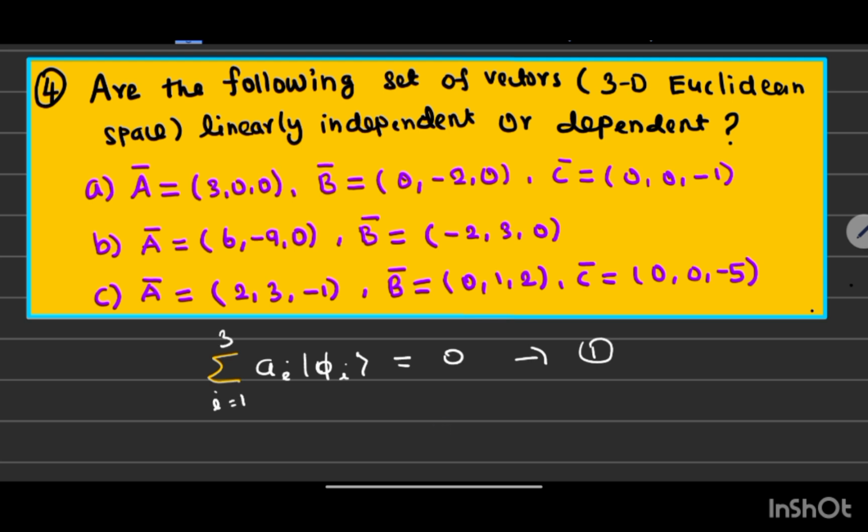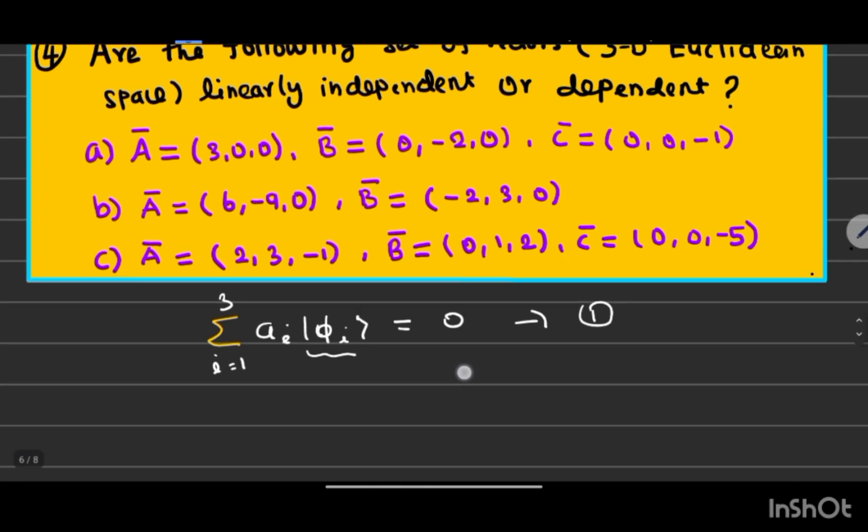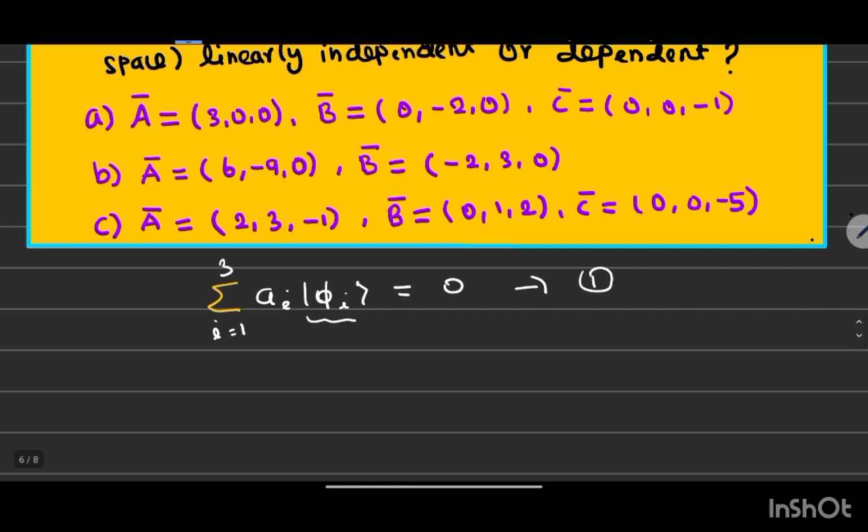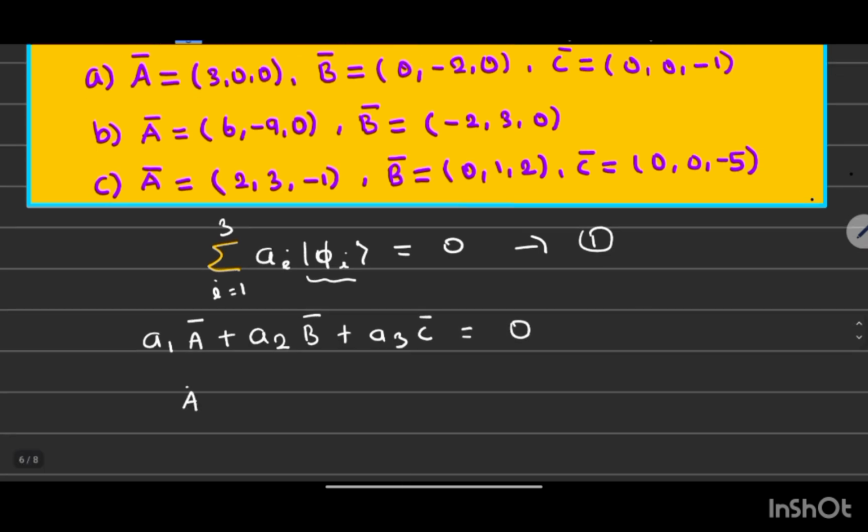Here this ai is nothing but the constant multiplying the vectors a, b and c. Let's expand this: a1 times a vector, a2 times b vector plus a3 times c vector. Remember here that a vector has components from real Euclidean space.